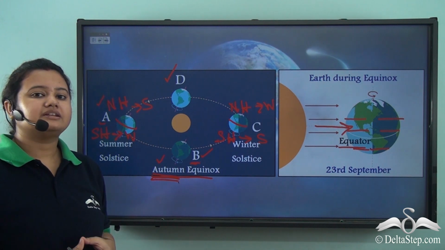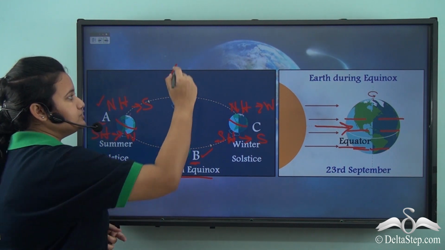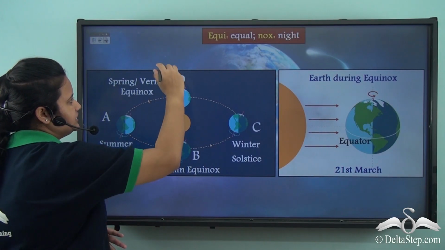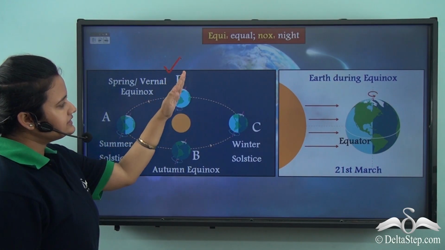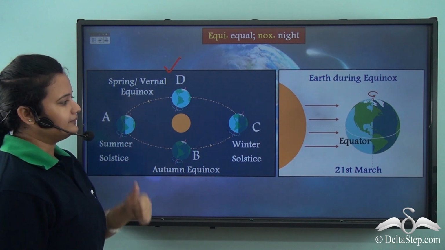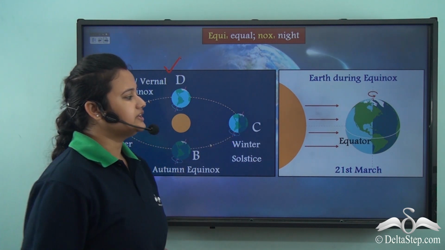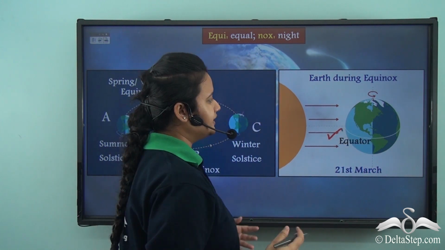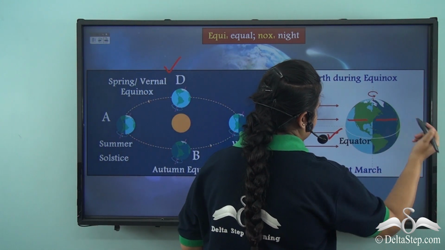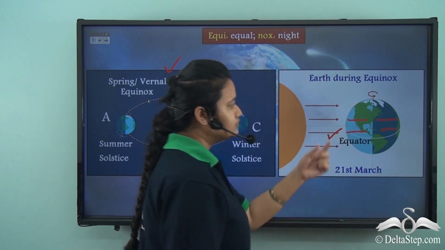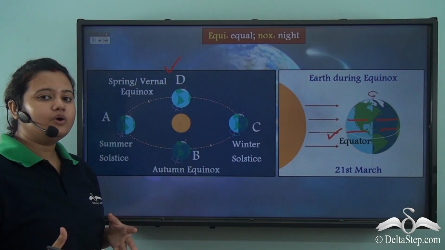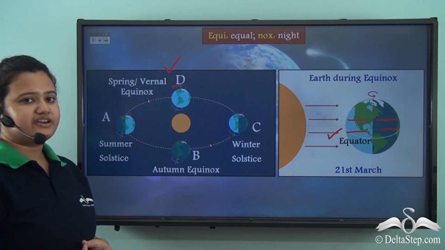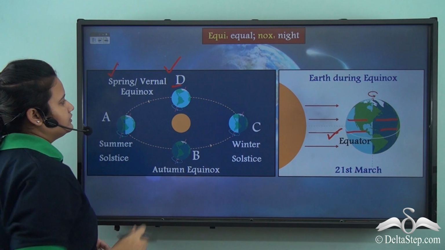Now, let's check the condition of the earth at position D. Well, again at position D, we find that a tilted earth faces the sun, and the sun's rays are vertical over the equator. Also, here again, the days and nights are of equal durations throughout the globe. Now, the condition of the earth at point D is referred to as spring equinox.